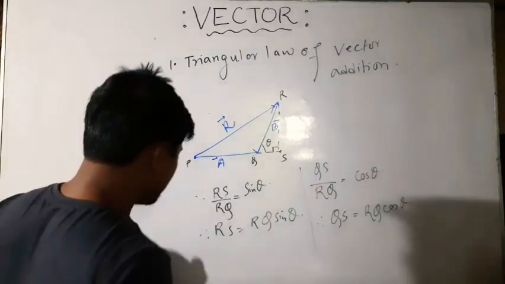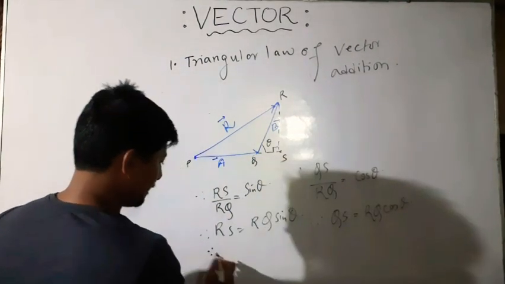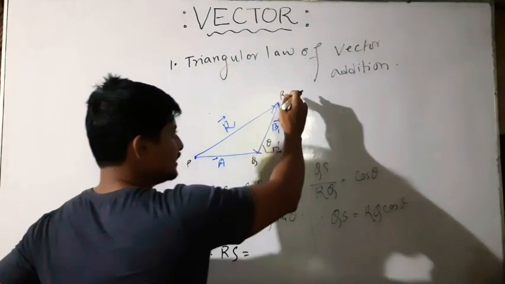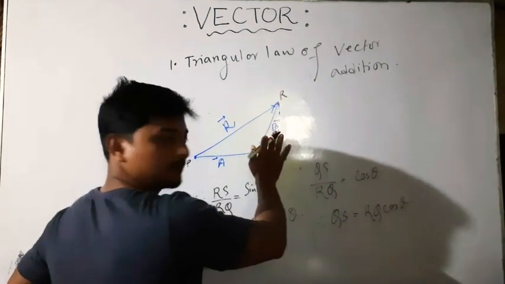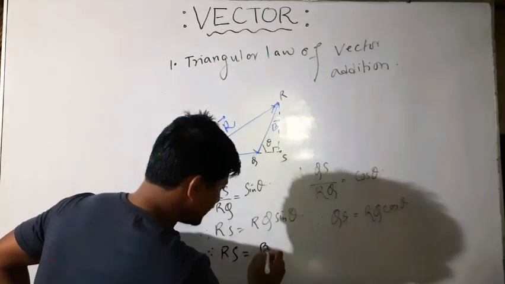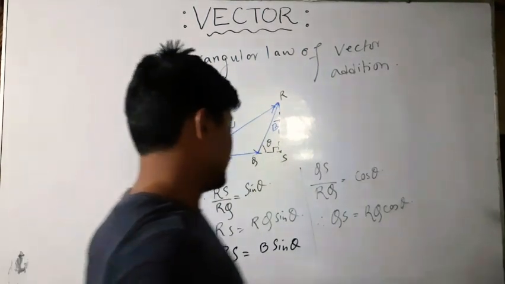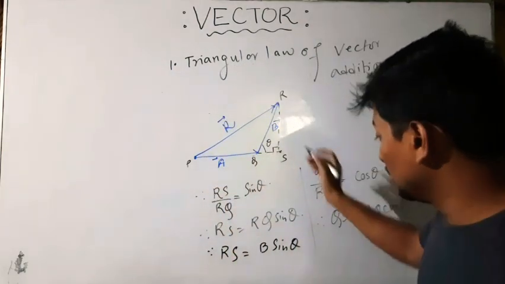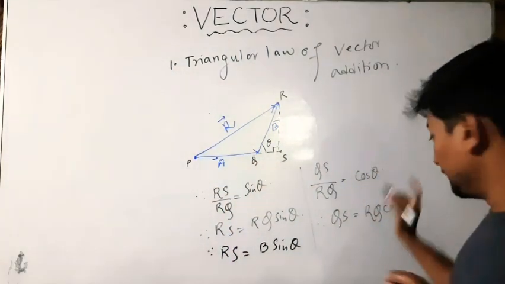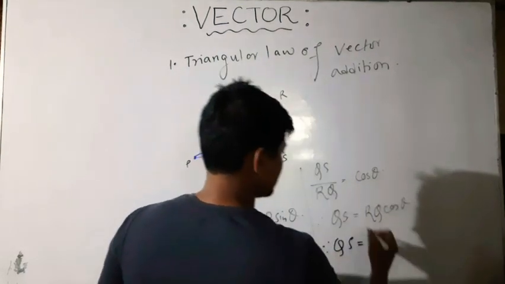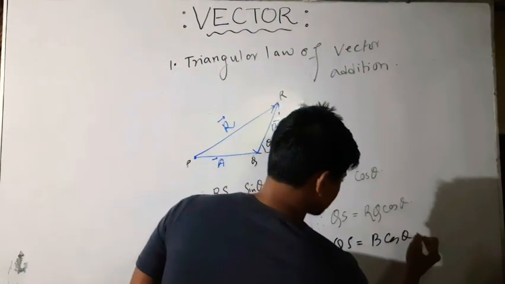Now look here. This is your RS and RQ. Look closely, this RQ is actually your B vector, isn't it? So B sin theta. Remember, I am finding the magnitude here, so I will not take the vector sign. Here also, QS is B cos theta.